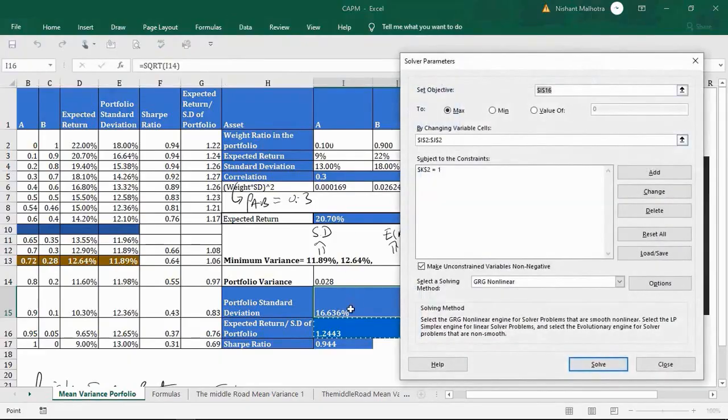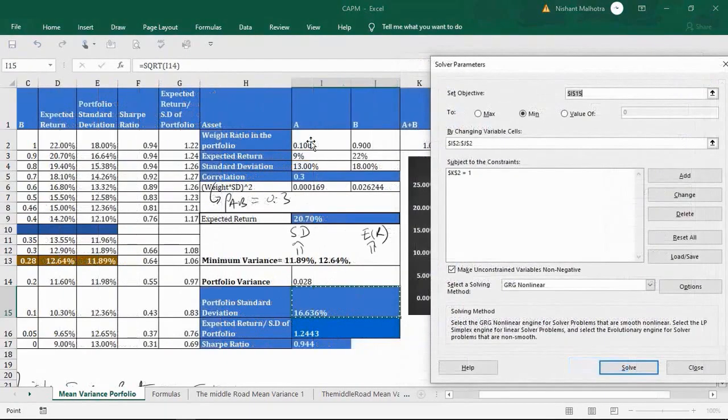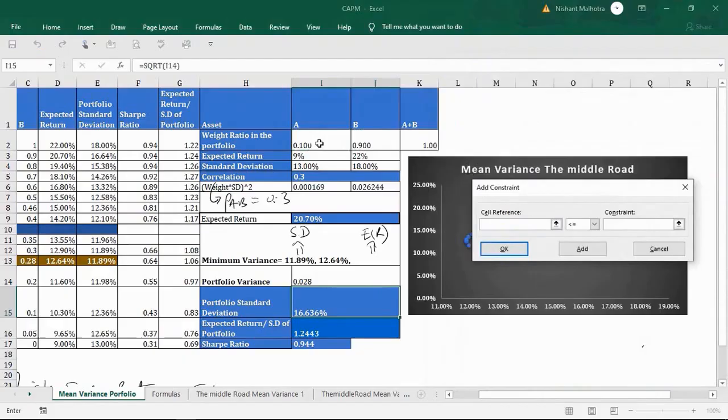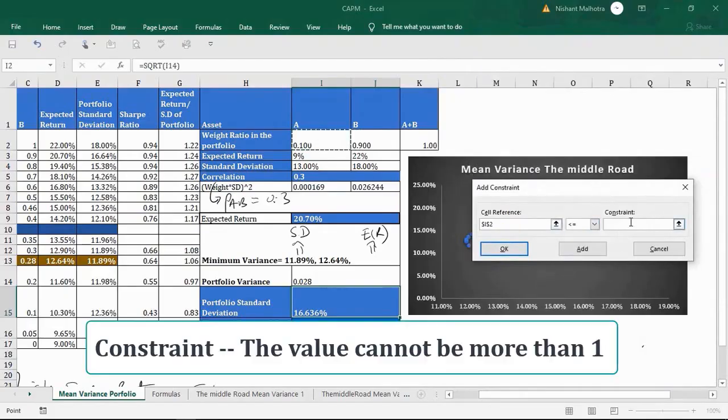Now I want to change this. So what do I want? I want this value to be minimum, so I select the minimum value. I want to know which values will be changing. I'm changing just two values, which are the portfolio weightages of A and B. These are the only two variables I want to change. Then I select the constraints. So what is the first constraint? The first constraint is that this weightage cannot be more than 1, because we have seen this is the average of A and B.